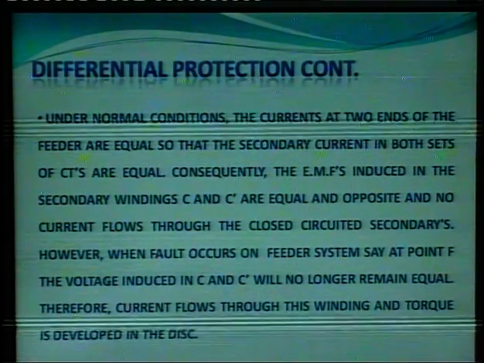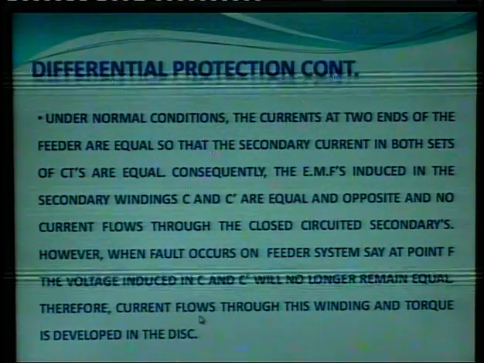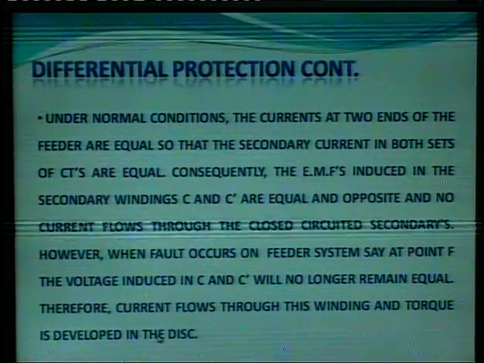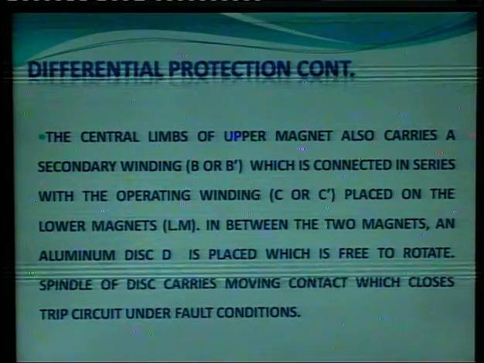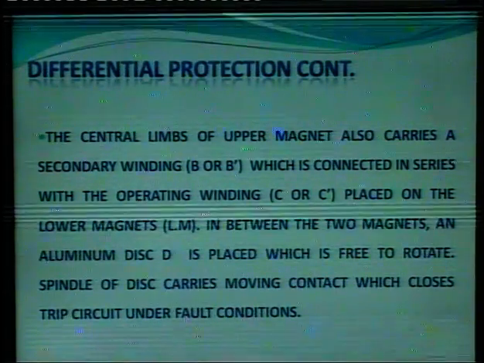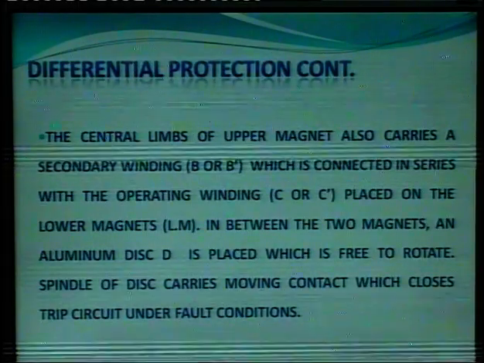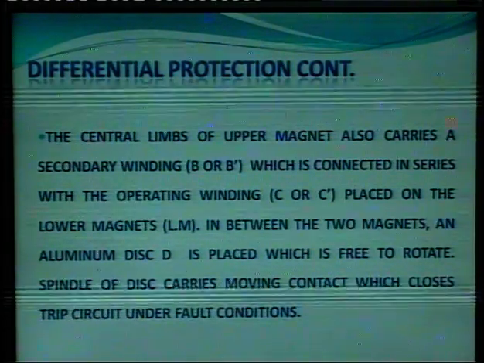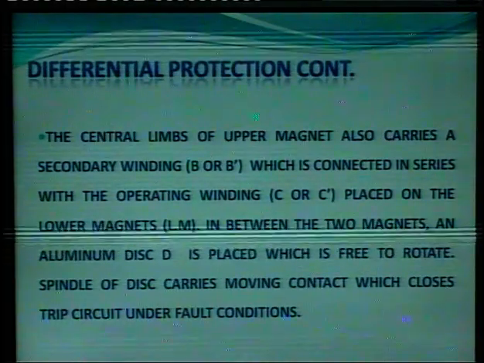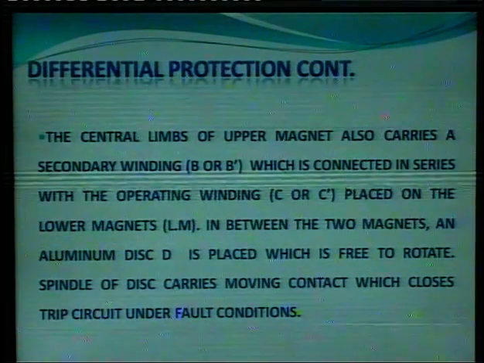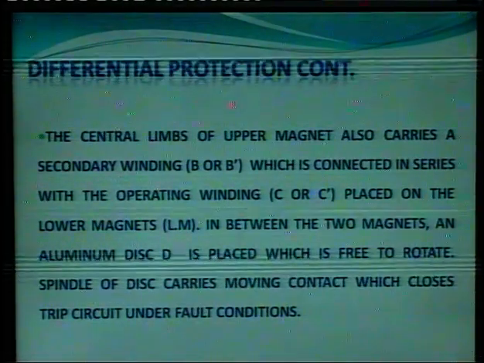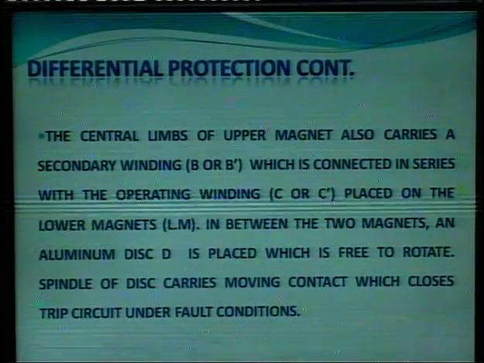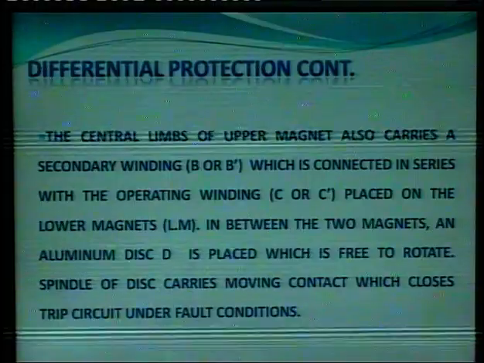Therefore, the current flows through this winding and the torque is developed in the disc. Now, the central limb of the upper magnet also carries a secondary winding which is connected in series with the operating winding C or C dash, which is placed on the lower magnet. In between the two magnets, an aluminium disc D is placed which is free to rotate. Therefore, the spindle of the disc carries a moving contact which closes the trip circuit under the faulty condition.